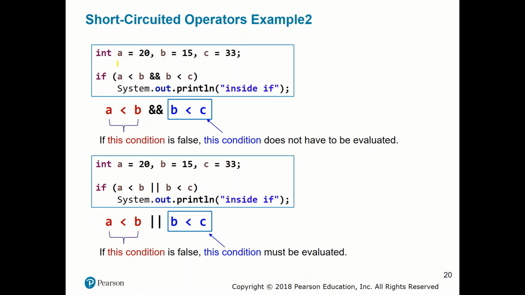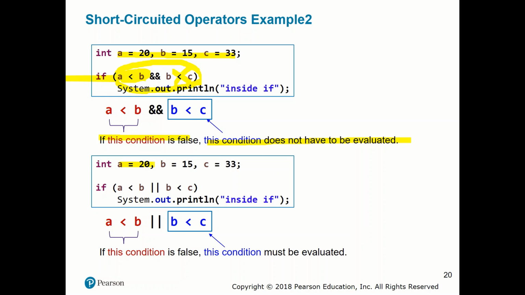And see this one, 20, 15, 33. This time, this is false. And the AND operator can be true only if both sides are true. So if this is false, then the compiler does not look at this part, because regardless of this part, the result can become false because of this. So if this condition is false, then the computer does not look at this condition. It does not have to be evaluated.